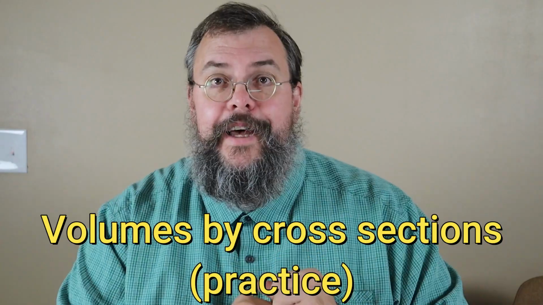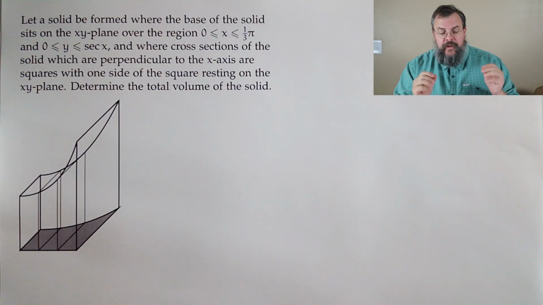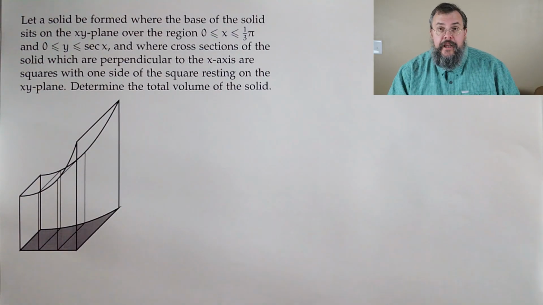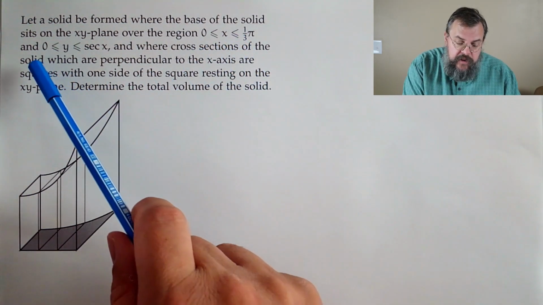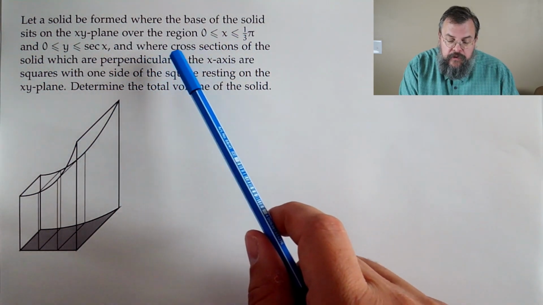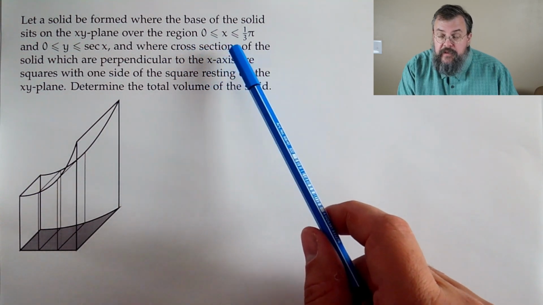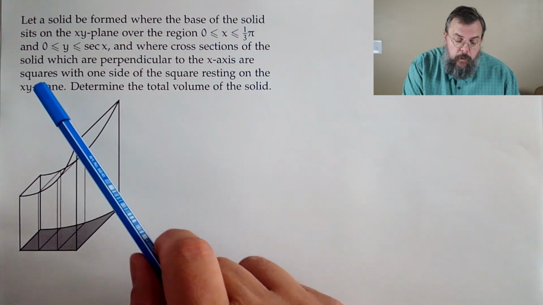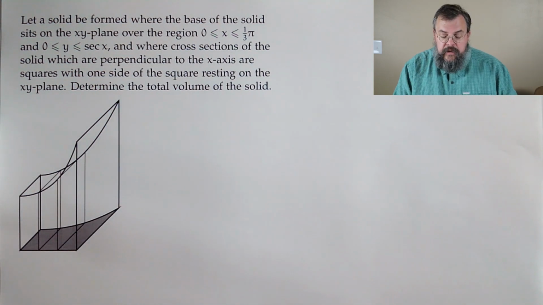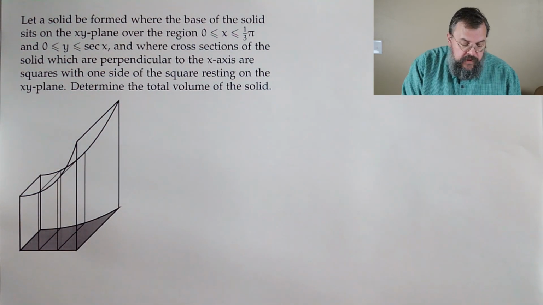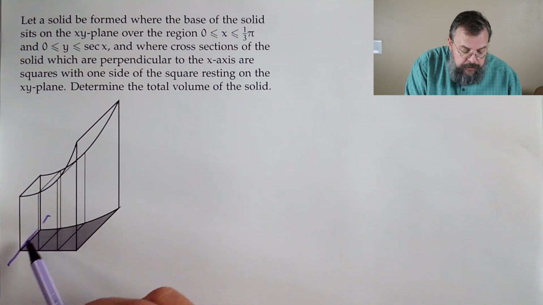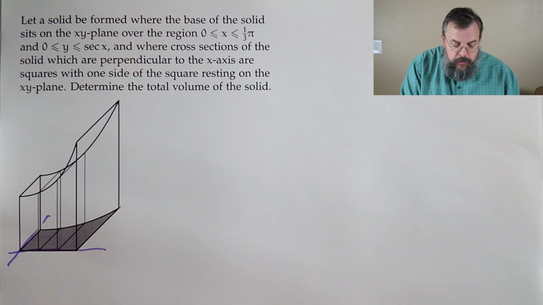Well, let's begin. So our first problem. Let a solid be formed where the base of the solid sits on the xy plane over the region where x goes between 0 and pi over 3, and y goes from 0 to secant x. So that's down here. So let me point out where we're at. This shaded part is the part it's talking about.